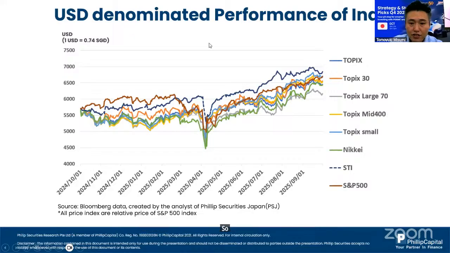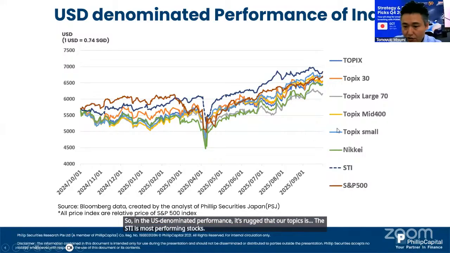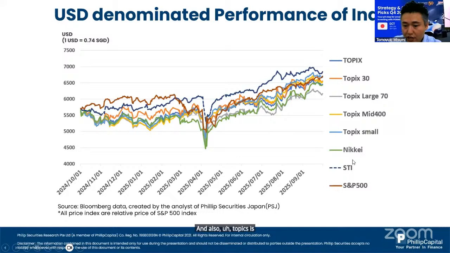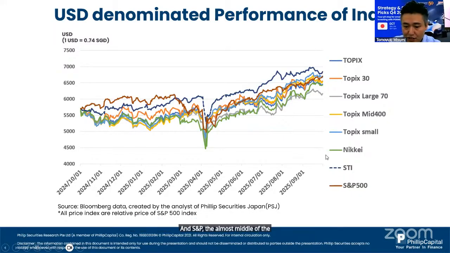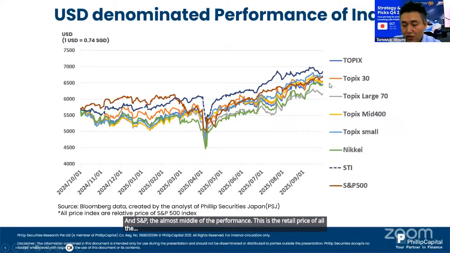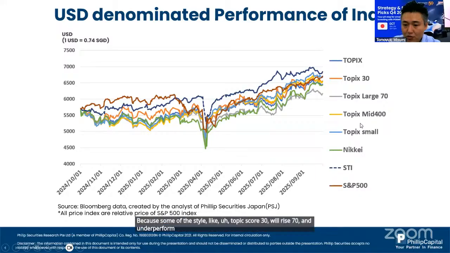So in the US dollar denominated performance, it's like that. Topix is the best performing, and also Topix Small and the next of the STI, and S&P is almost in the middle of the performance. This is the relative price of all the indexes relative to the S&P 500. Nikkei is below the Topix performance because some of the styles like Topix Core 30 or Large 70 are underperforming the small and mid stocks.